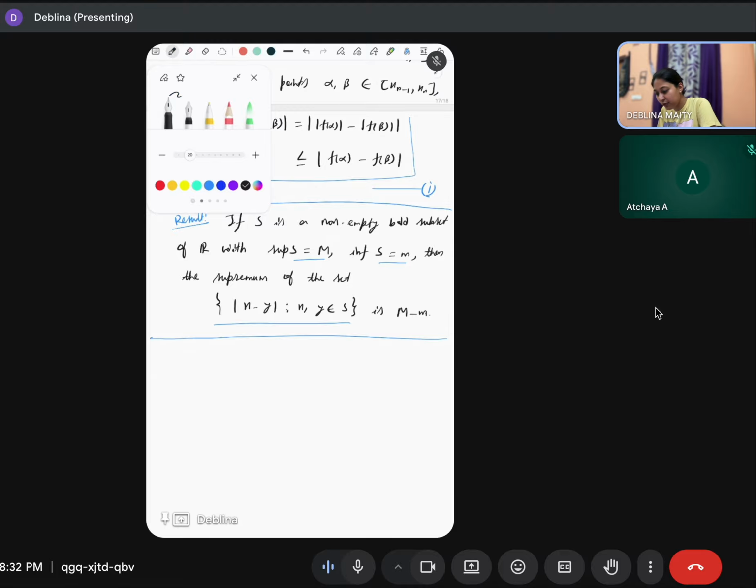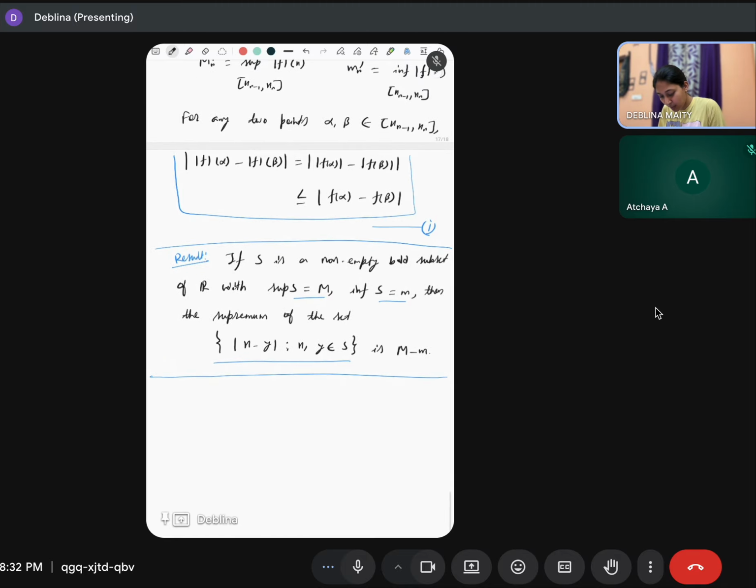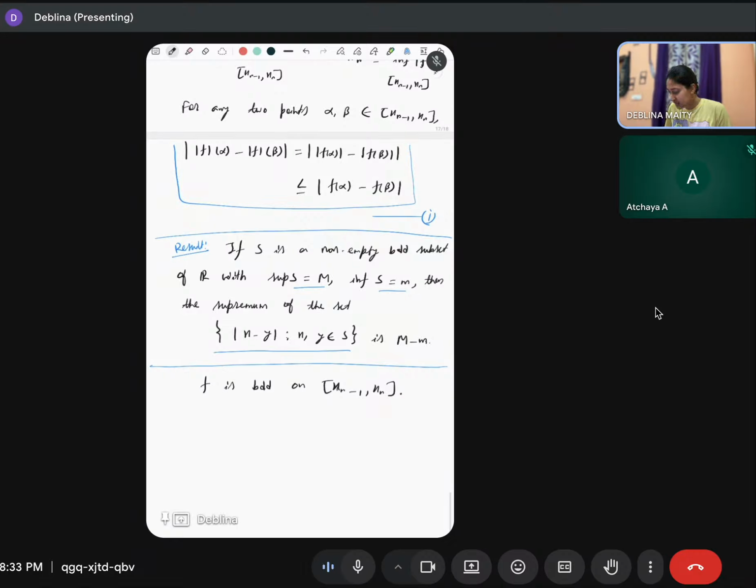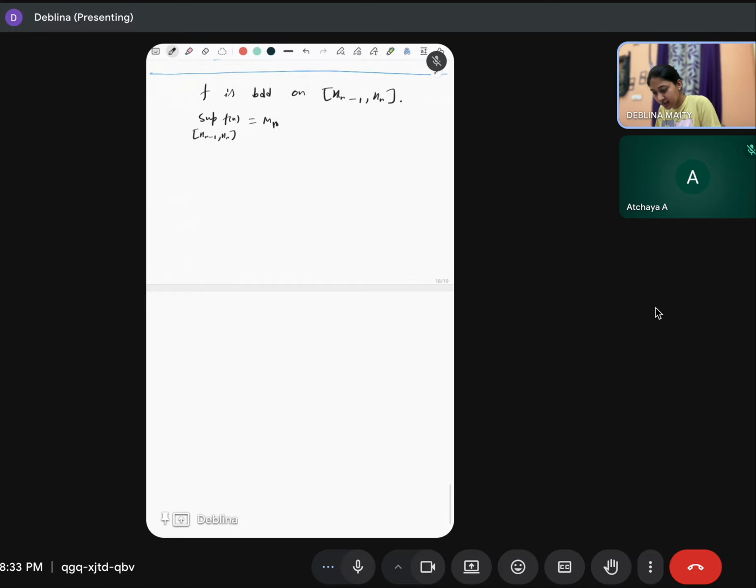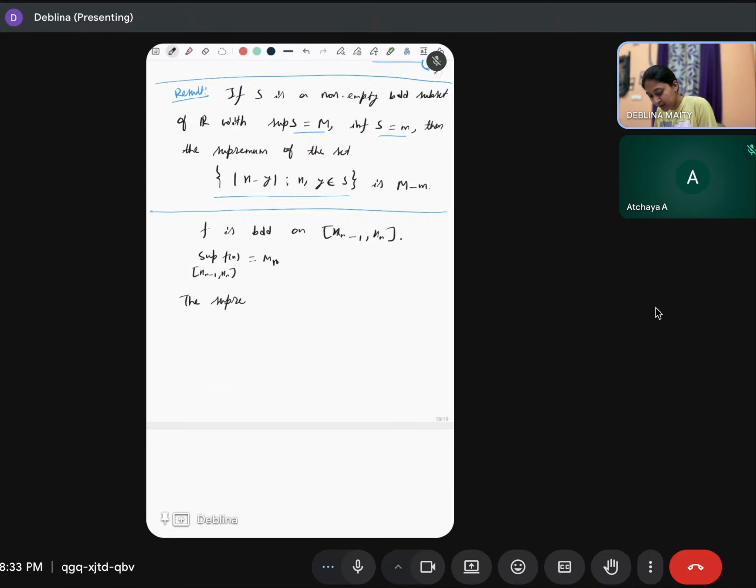So here our f was bounded, so for this problem our f is bounded on this subinterval x_{r-1} to x_r, and the supremum of f(x) in this interval is capital M_r, and the infimum is small m_r. So using this result, the supremum of the set mod of f(alpha) minus f(beta), where alpha, beta lie in this interval, is capital M_r minus small m_r.